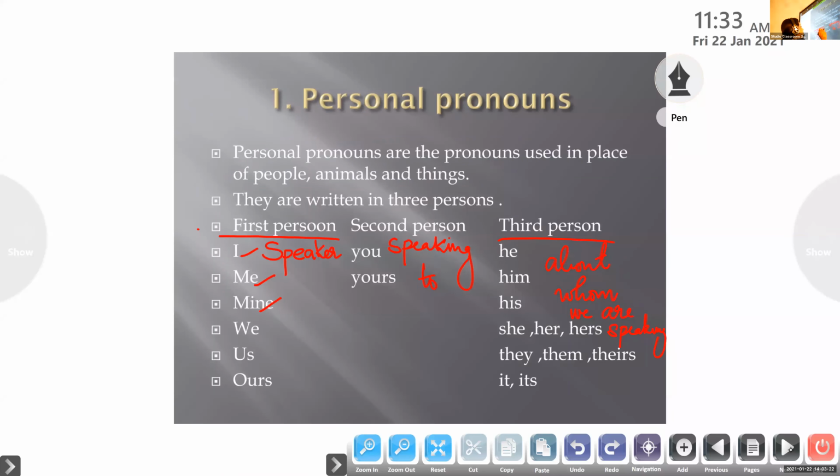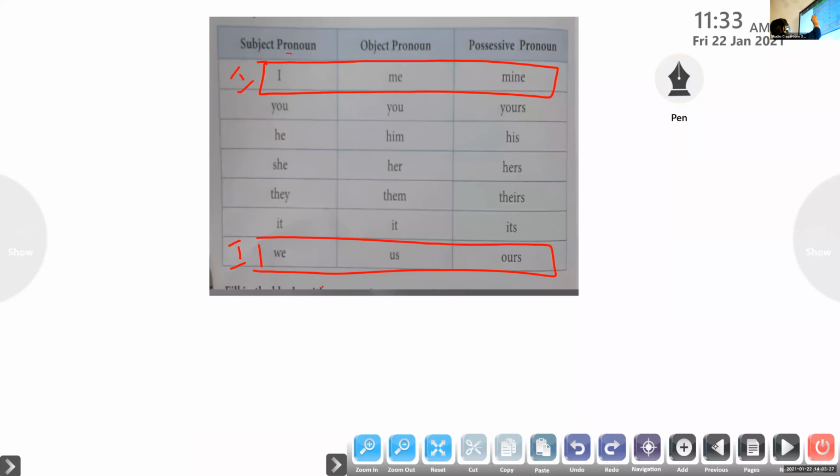Now we'll move on to the second person. The second person is you and yours. Let's move on to you and yours. The other form is also you and yours. So this is the second person, the one to whom we are speaking. Then all the rest are the third person. About whom are we speaking is the third person. Is that clear? It can be about a boy, a girl, a group of children, or any things or animals.